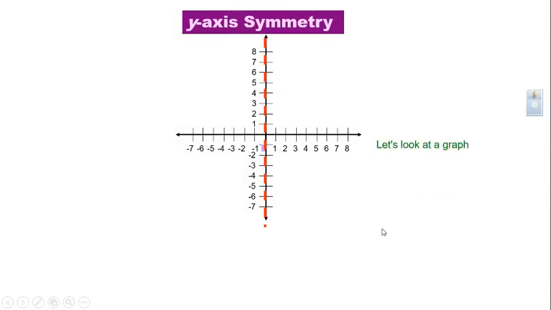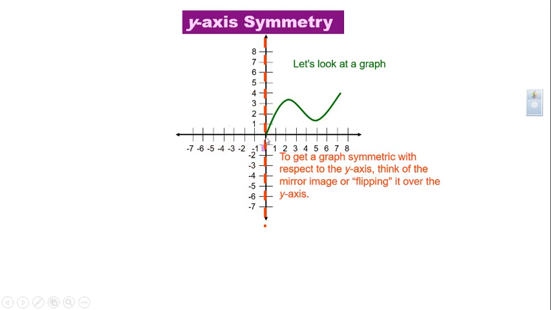Now, let's do it with a graph. Same graph here. Since we're doing y-axis symmetry, the graph will go in the opposite direction. So as you can see here, this does not fail the function condition. So you can have graphs that have y-axis symmetry that are also functions.